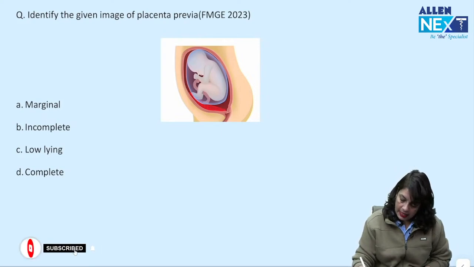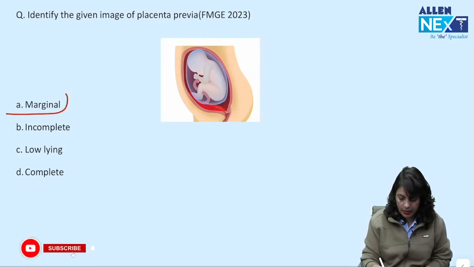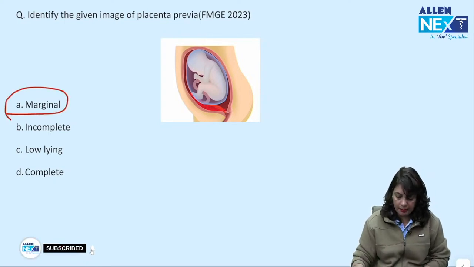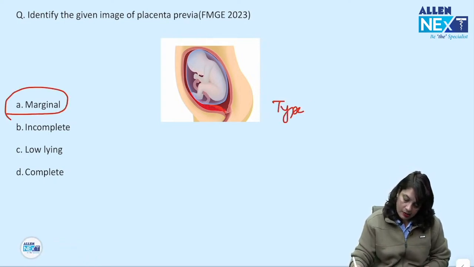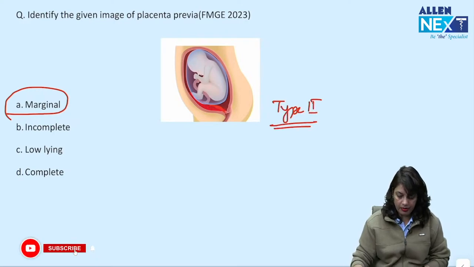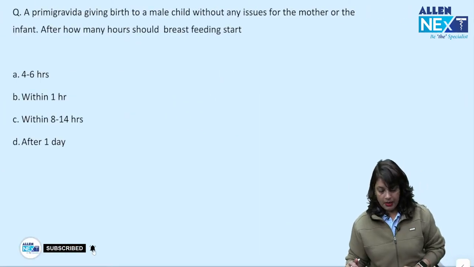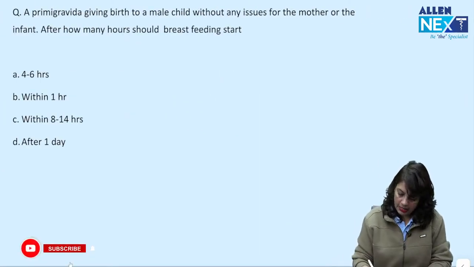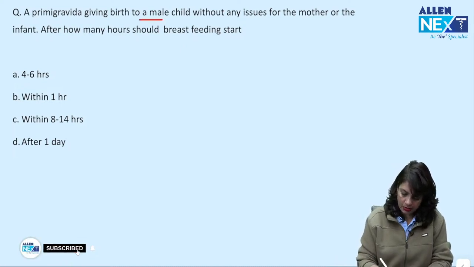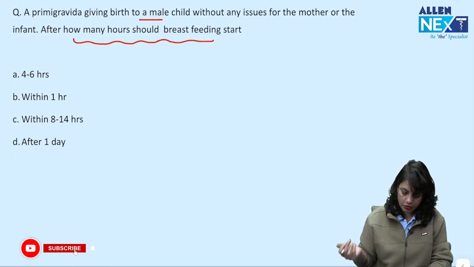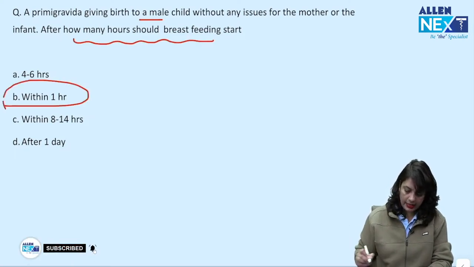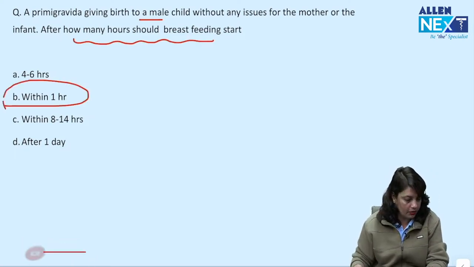Identify the given image shown. The placenta is low lying and it is just touching the internal os, not covering it. So, this is marginal placenta previa, that is type 2 placenta previa. A primigravida has given birth to a male child without any issues, to the mother or the infant. How many hours after delivery should breastfeeding be started? As early as possible, so within 1 hour.